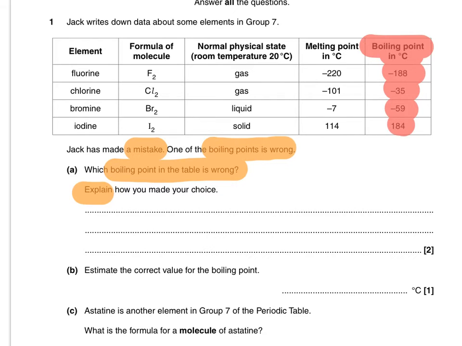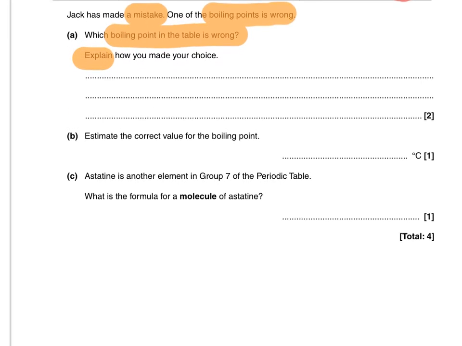Then it says estimate the correct value for the boiling point. So we've just got to give something, and it's presumably going to have a large range. So you kind of got to look at the pattern of the others, and then it's an estimate, but they'll always give you a fair number either way.